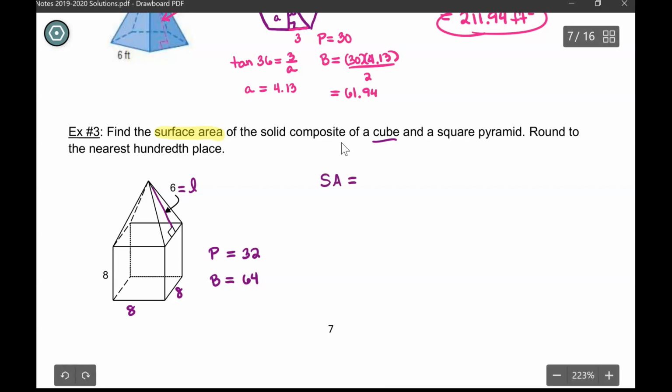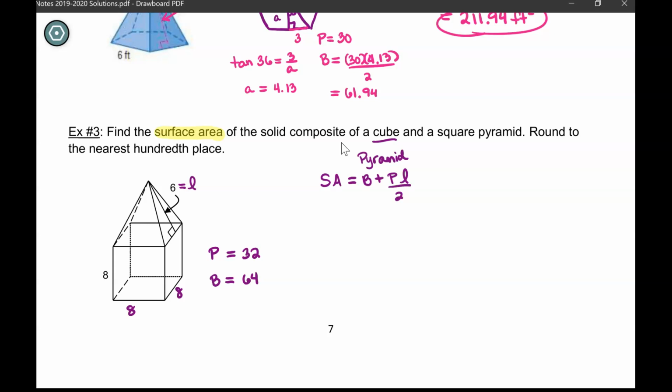Okay, so the surface area, let's look at the pyramid. Now, the pyramid, normally for a pyramid, we would have the area of the base plus the perimeter times the slant height divided by 2. However, what did I tell you about this base? The base is on the inside, so I'm actually not going to count that base. And then I want to add the area of the cube or the prism.